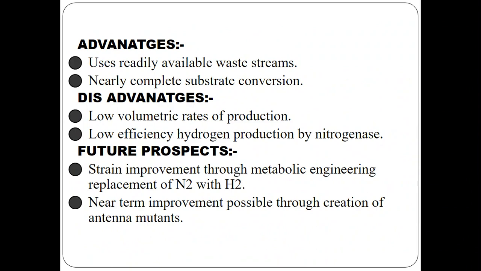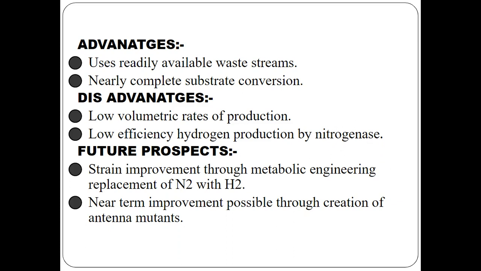That means hydrogen is produced very, very slowly, like the trickling of a water tap. If you need to fill a tank with water, you should have a high water inlet, a high flow of water. If it is very low, it will take much more time to fill that particular tank. Similarly here, the rate of production of hydrogen is very low volumetrically. So it requires more and more time, and hence it has a low efficiency of hydrogen production. As it is an enzymatic process, the rate of this enzyme is low.